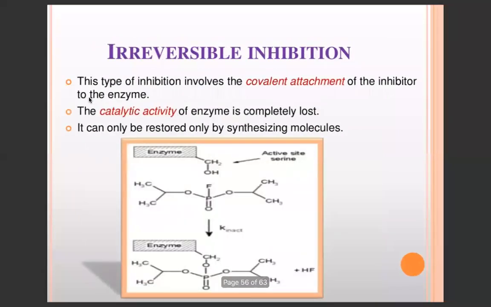Irreversible inhibitor, or non-reversible inhibitor. This type of inhibition involves the covalent attachment of the inhibitor to the enzyme. The catalytic activity of the enzyme is completely lost. It can be restored only by synthesizing new enzyme molecules.